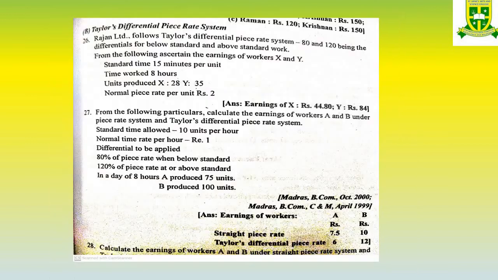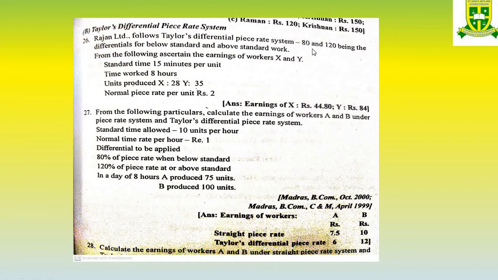Now we can go for this. There are two questions. I will do the 26th sum, and you do the 27th sum as your homework. Eragen Limited follows Taylor's differential piece rate system. So read the question, in which method they have asked. You have to apply the particular formula. Then only your answer will be correct.